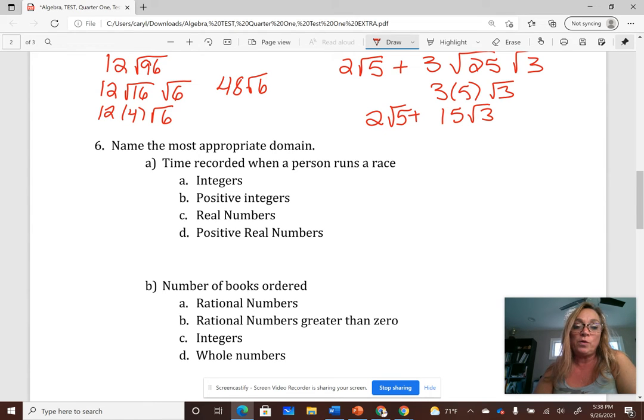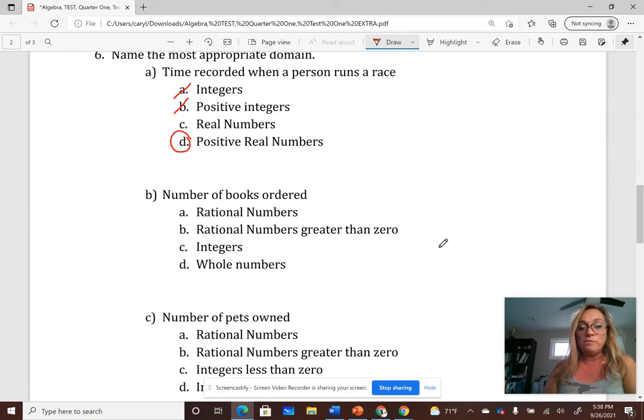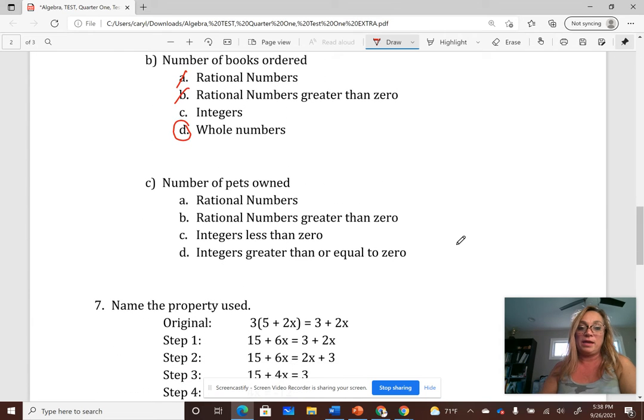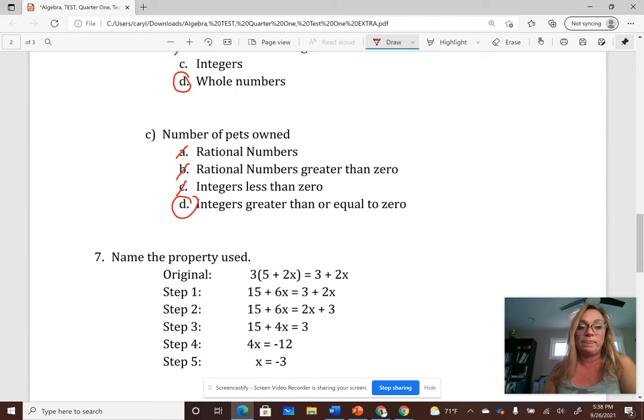So time recorded when a person runs a race. So time is continuous. So it's not going to be integers because there can be halves. But it would be positive because time's never negative. The number of books ordered. Well, I can't order half a book. So integers, but no, whole numbers makes more sense because you can't order a negative amount of books. Okay, number of pets owned. So you can't own half a pet, and you can't own a negative amount of pets. So I'm going to go with integers greater than or equal to 0.